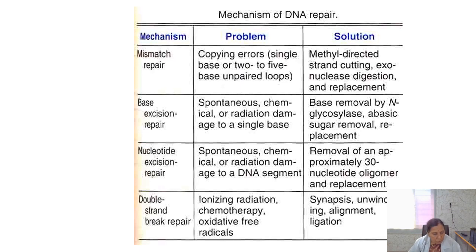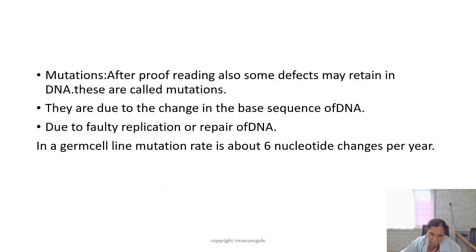And nucleotide excision repair. This handles spontaneous, chemical or radiation damage. Here the solution is the removal of an approximately 30 nucleotide oligomer and replacement. Double strand break repair: here the problem is ionizing radiation, chemotherapy, oxidative free radicals, and the solution is synapsis, unwinding, alignment and ligation.